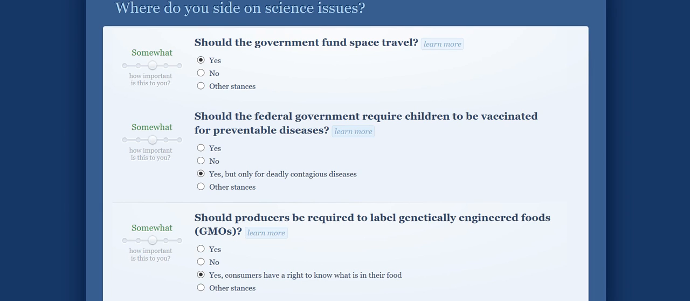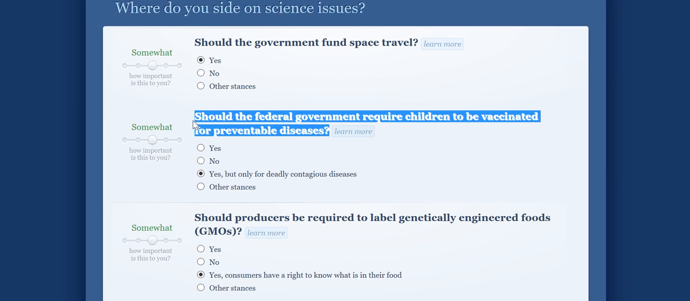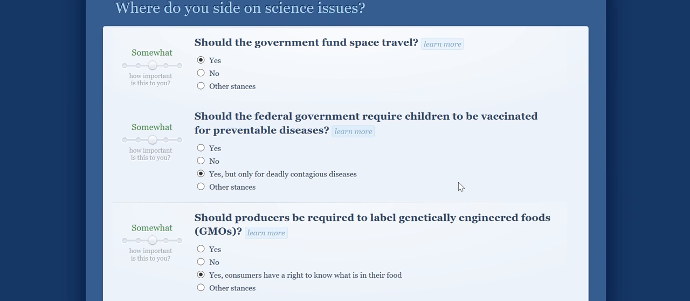So yeah, I'm in favor of it because the upsides of it, you can't even imagine how big the upsides are, because all this new technology is going to be used in practical things down the road to help everybody. Should the federal government require children to be vaccinated for preventable diseases? Okay, so here's the deal on this one. Vaccines are correct.